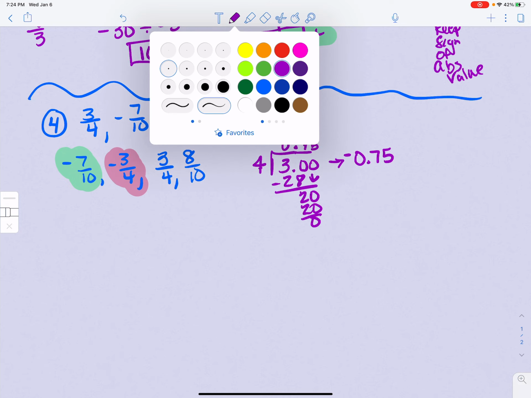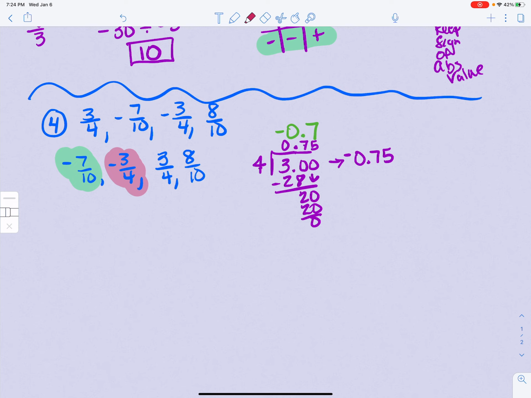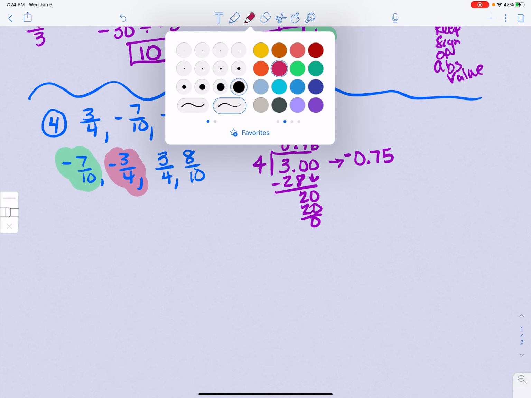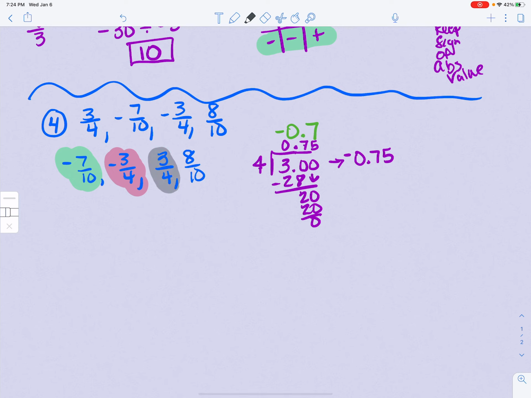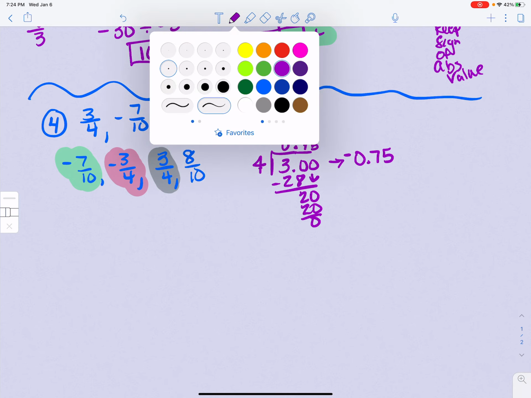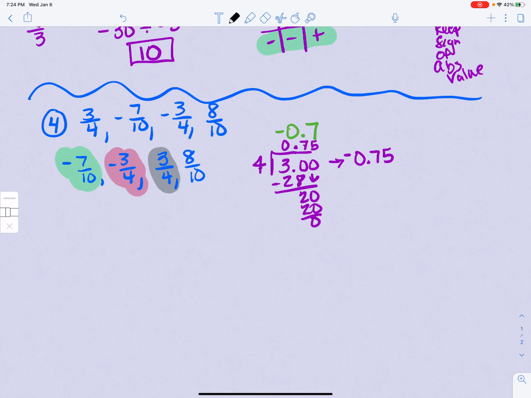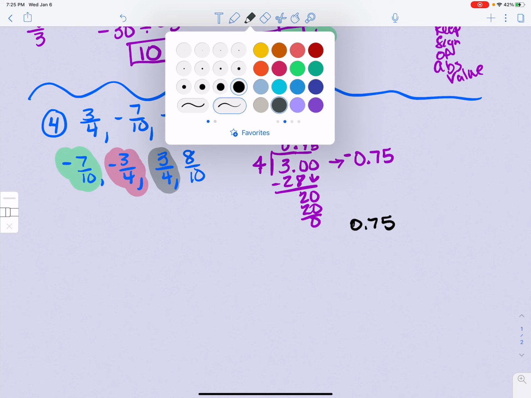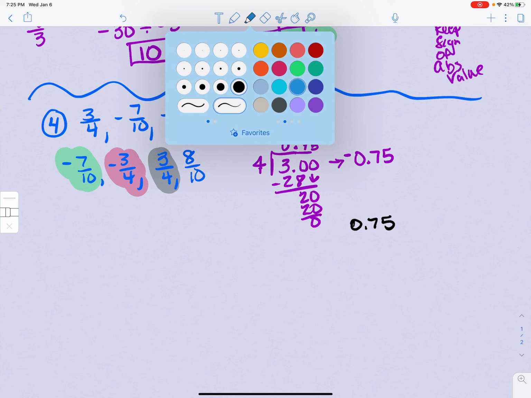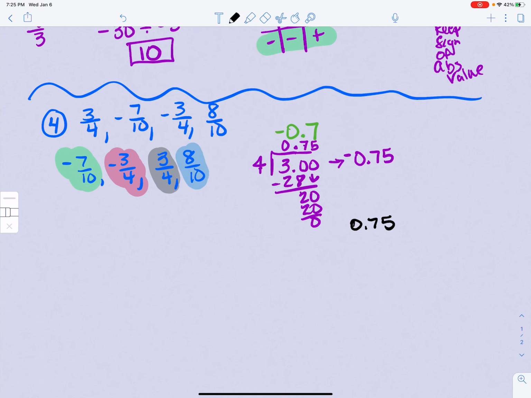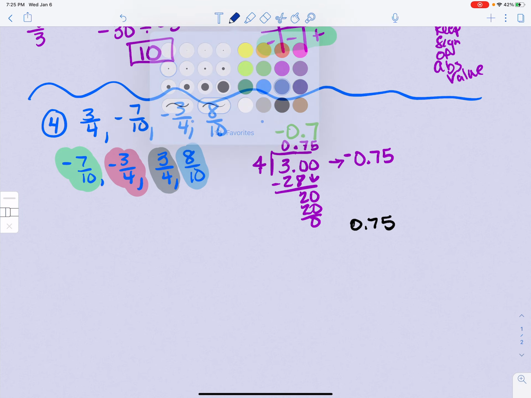Okay, let's try the next one that we need to do. We will do that and highlight it in gray. Okay, so we'll solve this problem in black. Oh, well, we already did 3/4. So that means that positive 3/4 will be 0.75 as well. Let's do the last one. I'll choose a different shade of blue. Hopefully we can see it. And we'll solve this one in blue.